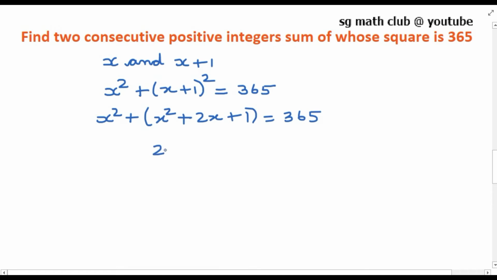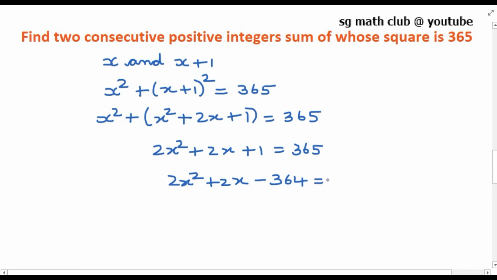x square plus x square is 2x square, plus 2x plus 1 equal to 365. 2x square plus 2x minus 364 equal to 0. Again we can reduce this. In this, you can take 2 outside, so it is x square plus x minus 182 equal to 0. Now you should find two numbers such that the product should be minus 182 and the sum should be 1.